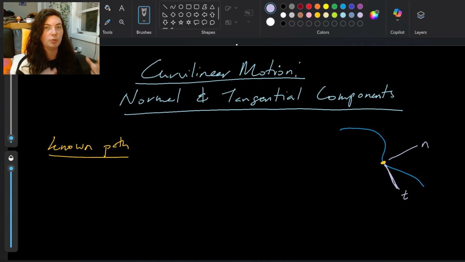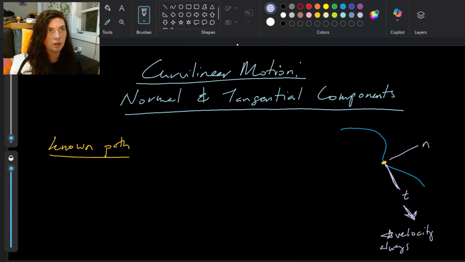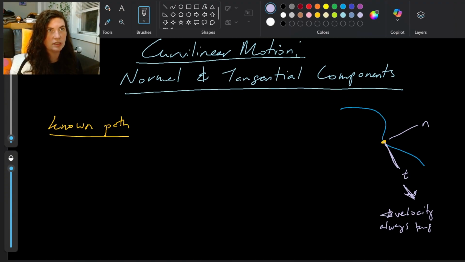And in addition to this being really helpful when we have a known path, it can also be really helpful because velocity is always tangent to the path. So we may be given a known velocity, and we say, okay, the velocity is going this way, because velocity is always tangent to the path. So if you're given the magnitude of the velocity, it can be really helpful to use these tangential components. Velocity is always tangent to path.